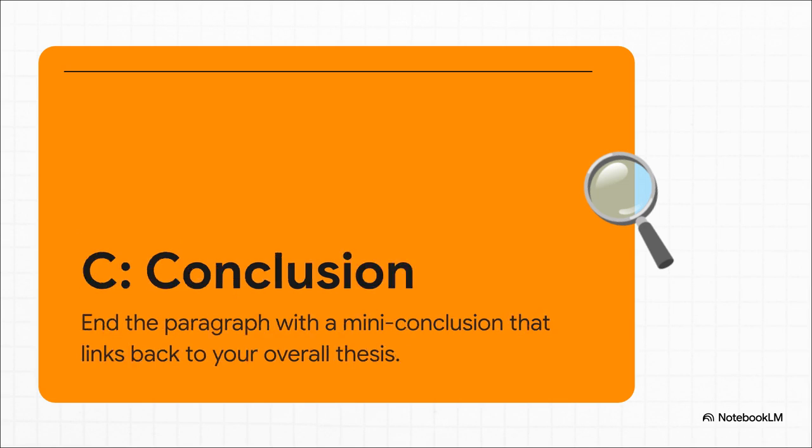And finally, we have C for conclusion. To finish off the paragraph, you just write a little mini conclusion. A single sentence is often enough. It needs to do two things. One, answer the issue you started with, and two, this is super important, it has to link back to your main one-sentence thesis for the whole essay. It just ties everything together in a neat little bow and makes your argument feel so solid.